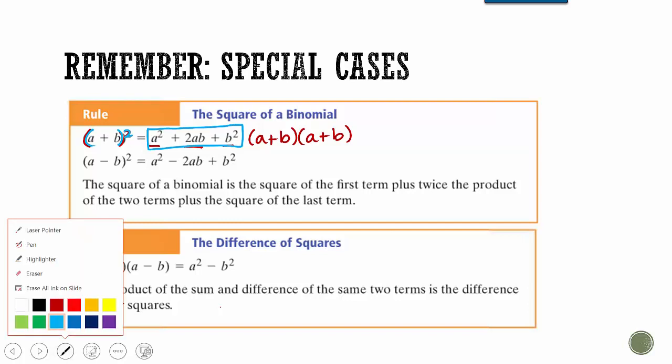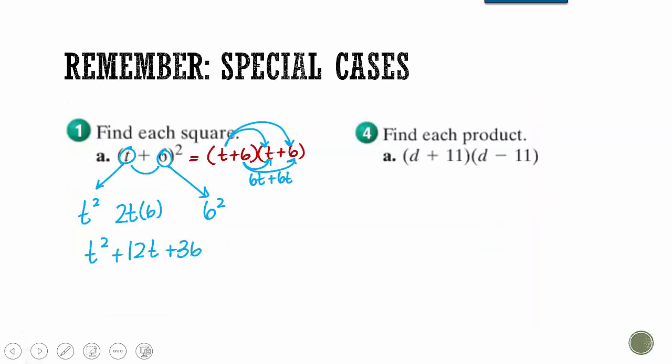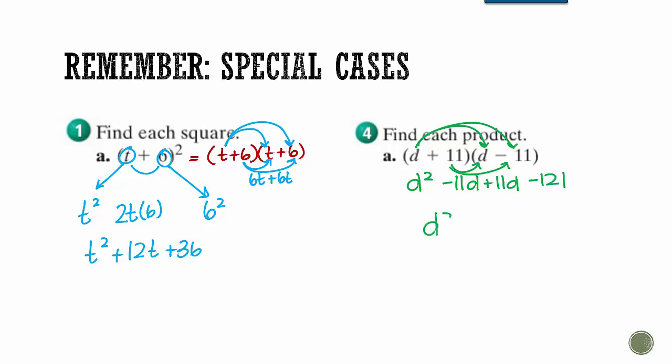The other special rule that we learned was the difference of squares. So if you had two things that looked almost exactly the same, except one had a positive and one had a negative in between, our middle terms canceled out. So if we had something like this, d times d gave us d squared, this gave us negative 11d, this gave us positive 11d, and this gave us negative 121. We ended up with d squared minus 121 because these guys canceled each other out.